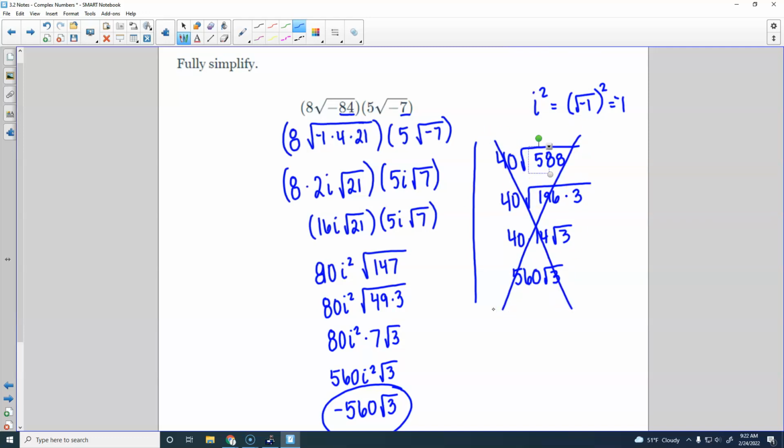So you want to, at least you need to pull the i's out first. Now you do have the option. You could have done 8i root 84 times 5i root 7 and not broken those down first. So you would have gotten 40i root 588 there and could have broken down the 588. I don't like breaking down numbers as big as 588. It's hard to find the number that goes into it, but you could do it that way. But pull the i's out first before you multiply them together.